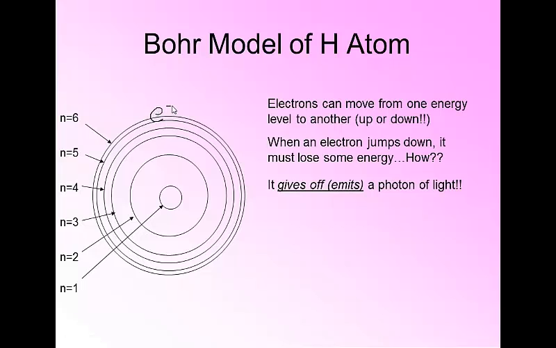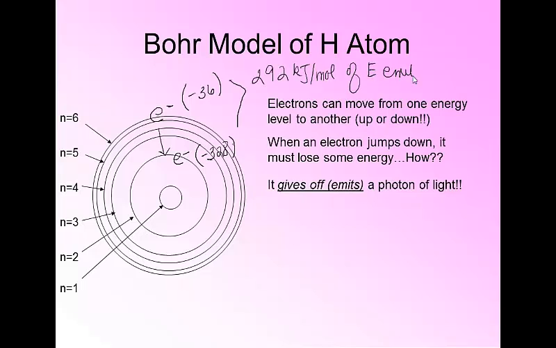So if the electron is in the 6th energy level sitting here, it has an energy of negative 36. If it moves down to number 2 here, in order to sit in number 2, it needs a lot less energy, because again, the negative sign means less than 0. And the difference between these two numbers, the negative 36 and the negative 328, means it emitted 292 kilojoules per mole of energy.